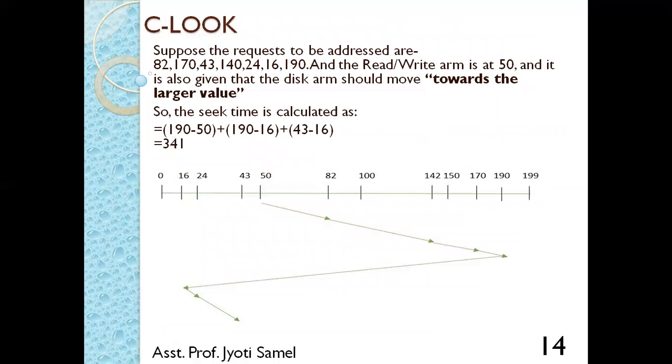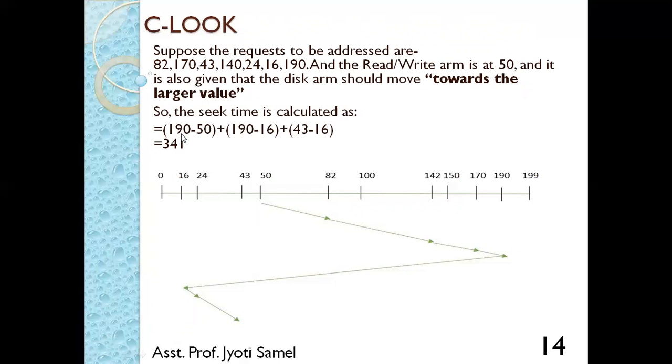We will see the example. Again, same numbers: 82, 170, 43, 140, 24, 16, 190, and the read-write arm is at position 50, which is moving towards the larger number. From 50, it will move towards the right-hand side, that is the larger numbers, 82, 142, and so on till 190. It will reverse without servicing, and now again it will start servicing once it reaches the beginning or the first request.